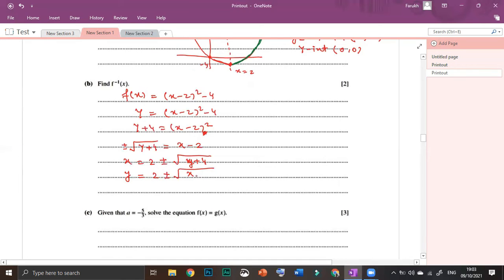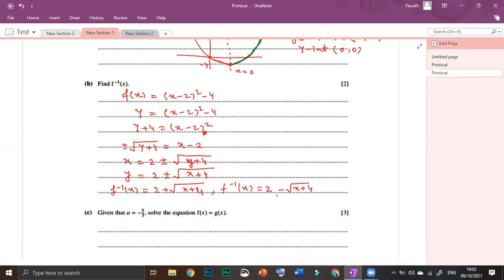Here we have y. Now we have two different expressions for f inverse x: f inverse x is equal to 2 plus under root x plus 4, and f inverse of x is equal to 2 minus under root x plus 4. Now we have two expressions for f inverse x. Now we will decide which one is applicable and which one is not.